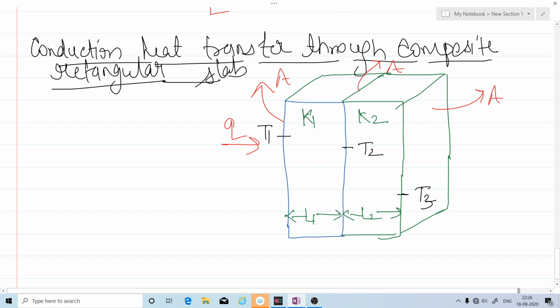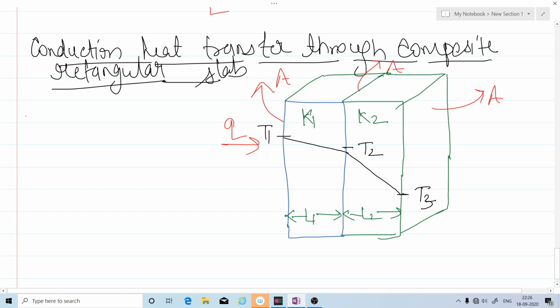In that case, heat transfer will take place from T1 to T2 in the first slab, and the same heat transfer will take place from T2 to T3 in the second slab. The heat transfer will first take place in this first slab, and then this heat will enter into the second slab, and the heat transfer will also take place from T2 to T3 temperature difference.